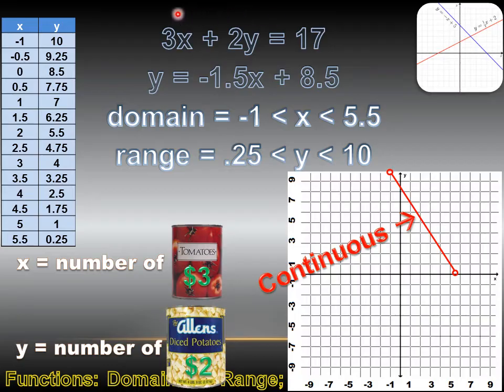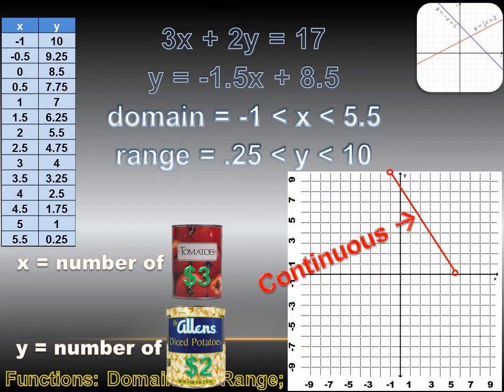Well, now this equation starts to make a little bit of sense. We could say that $3 times the number of cans of tomatoes we buy plus $2 times the number of cans of potatoes that we buy has to equal $17. In other words, we've got $17 to spend. We want to buy some cans of tomatoes and some number of cans of potatoes. How many of each can we purchase? This equation would help us figure that out.